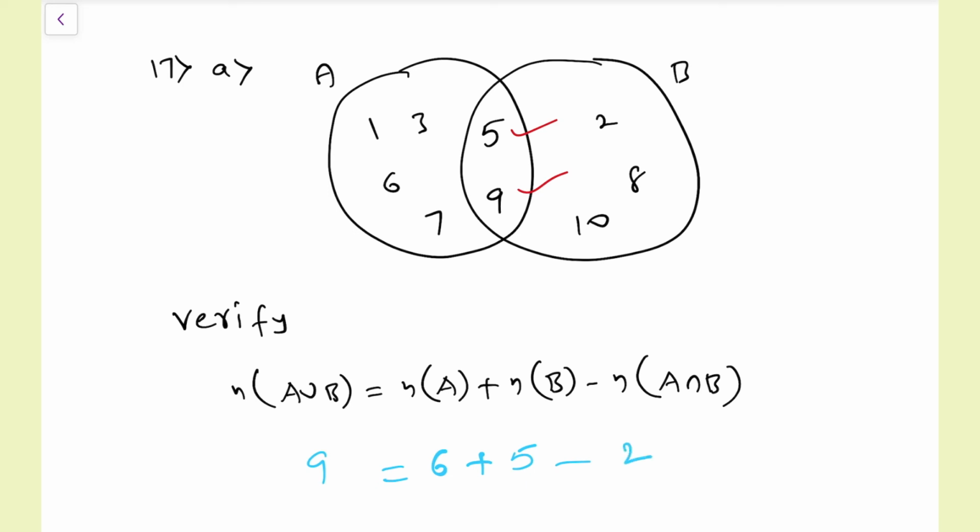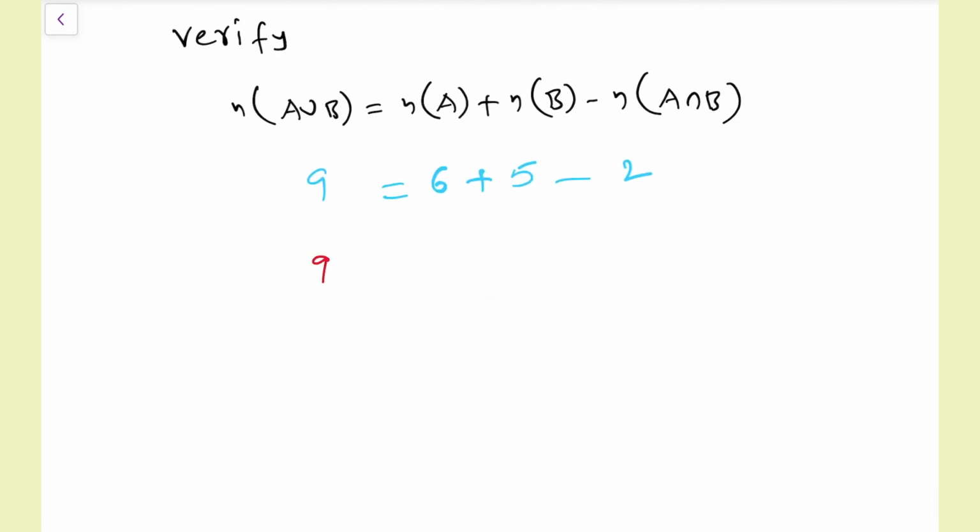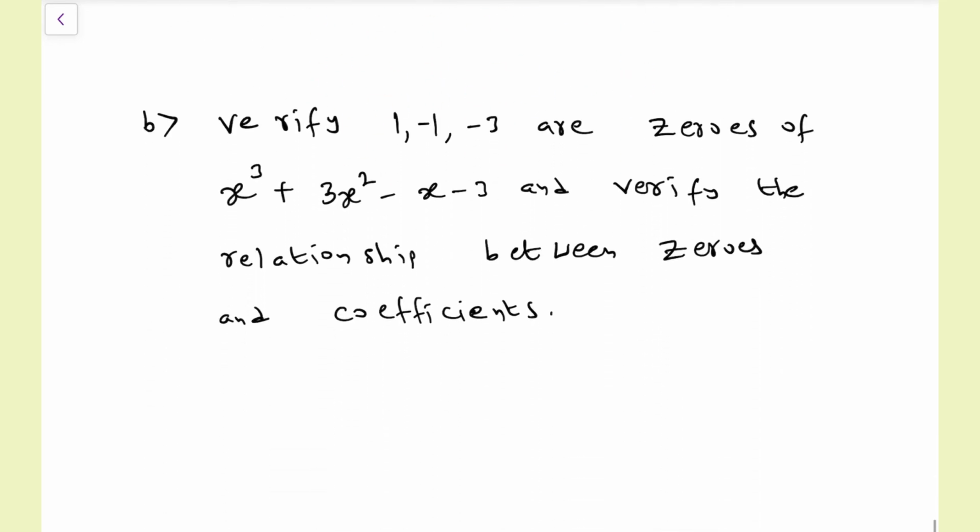Now let us do the simplification of it. 9 equals 6 plus 5, 11, minus 2 as it is. 9 equals 11 minus 2, 9. So 9 equals 9.